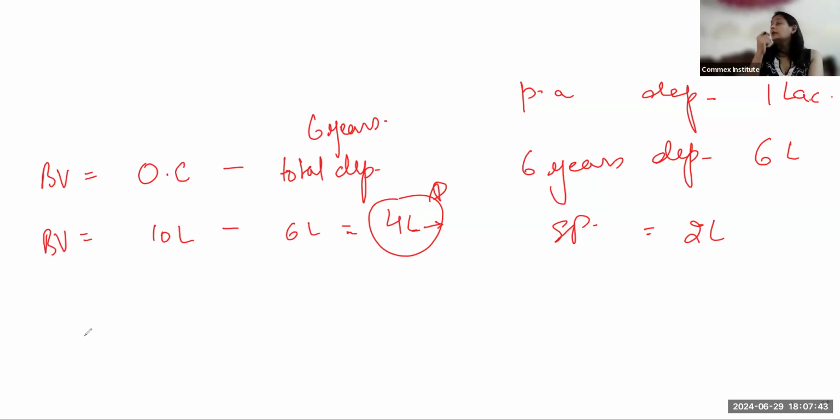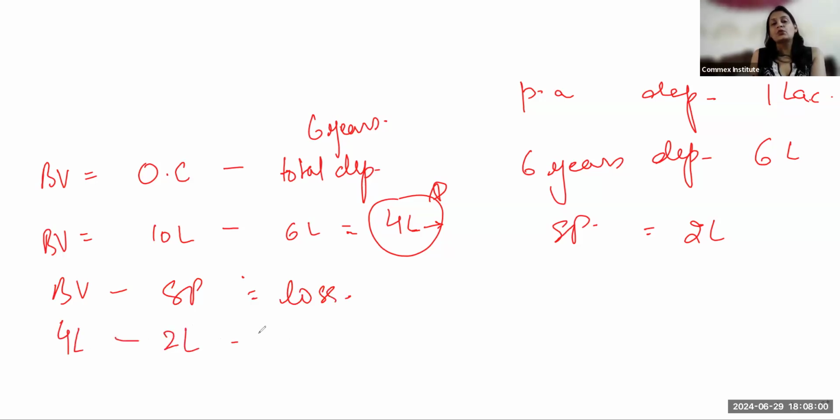So when my book value is greater than my selling price, it will be a loss. Book value minus selling price will give me a loss. So book value, according to me, is 4 lakhs, selling price is 2 lakhs, so I get a loss of 2 lakhs. Is it clear? Okay, Rehan?